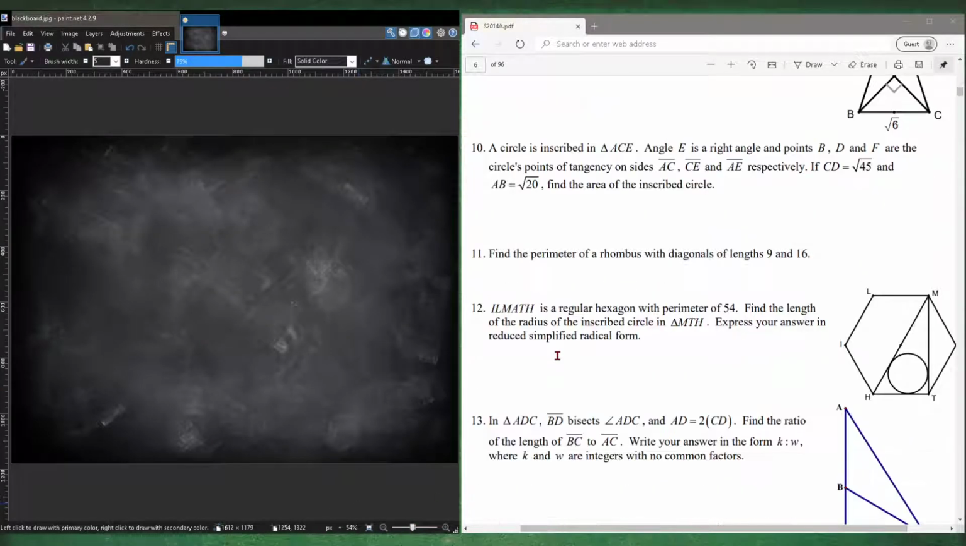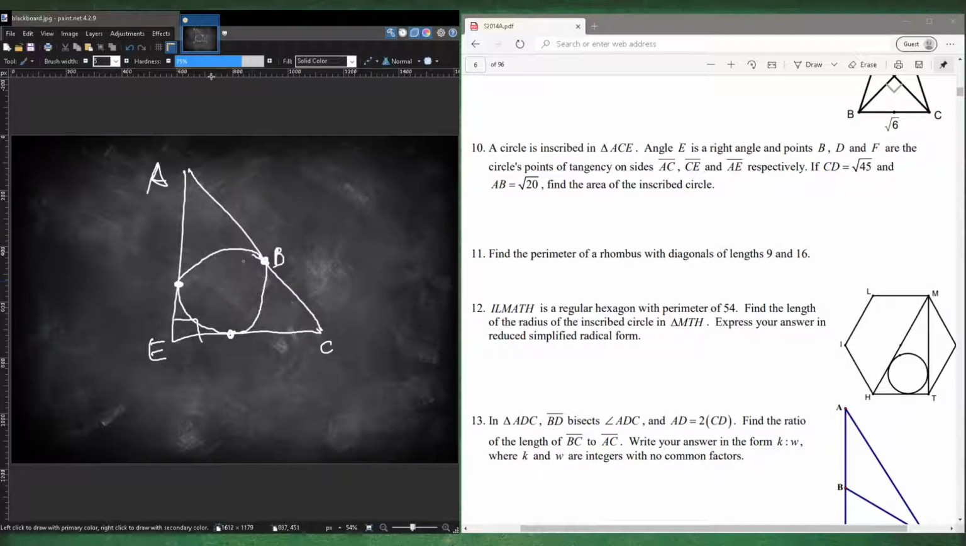Number 10. A circle is inscribed in triangle ACE. Angle E is a right angle. Wait, sorry. A, E, and then C. And then there's a circle inscribed in it. So something like this. Yeah, I'm not the best artist, but that's exceptionally bad. Okay. And B, D, F are the circle's points of tangency. B is on AC, D is on CE, and F is on AE.